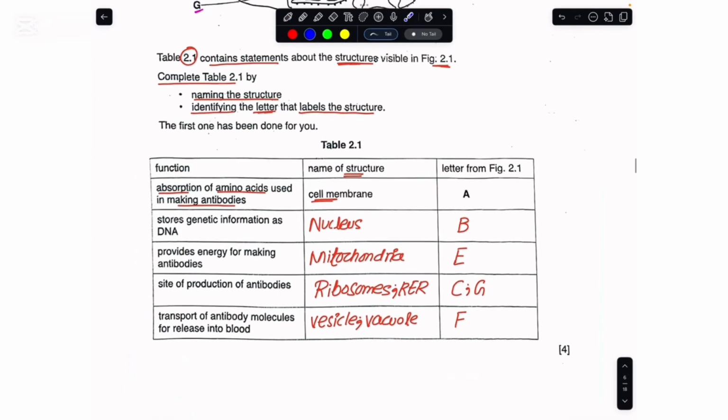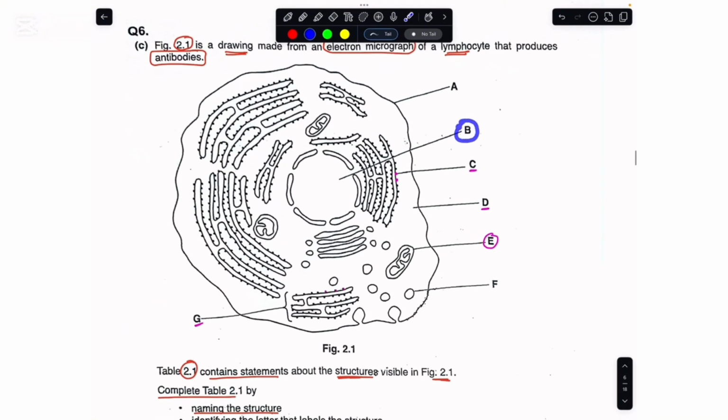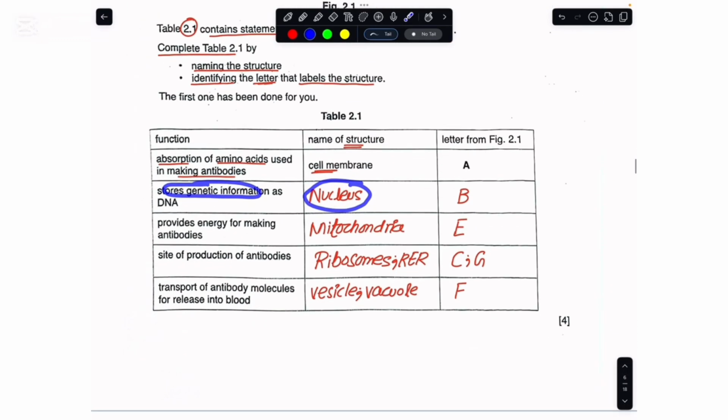Now we have to crack the other things. They say, what stores the genetic information, and we know this is the nucleus. The letter I have already indicated, this is B. They say, provides energy for making antibodies. Now, since we need to make antibodies, that would require energy.